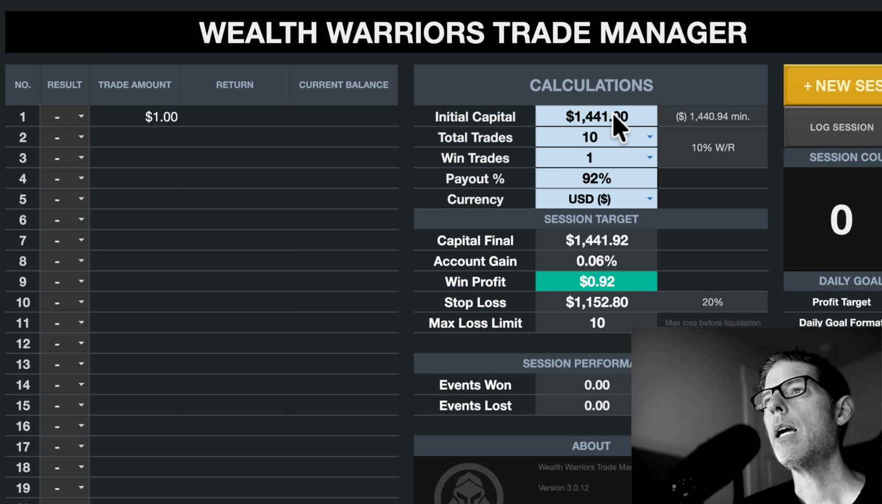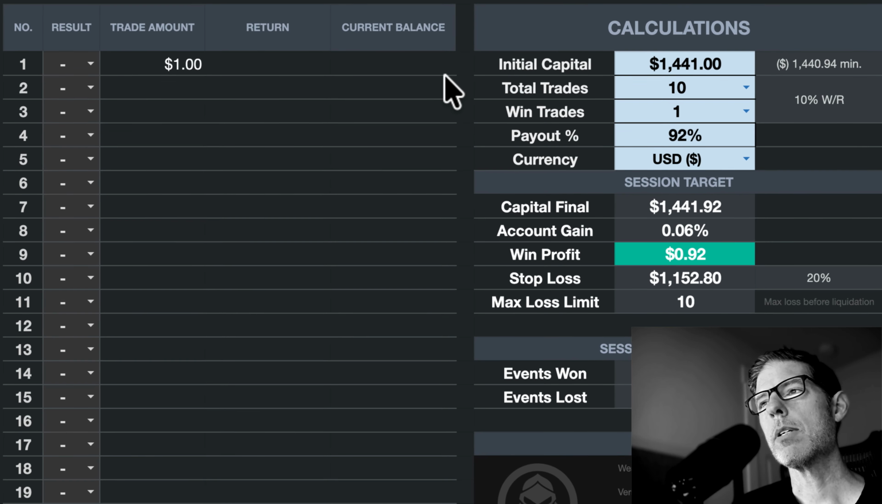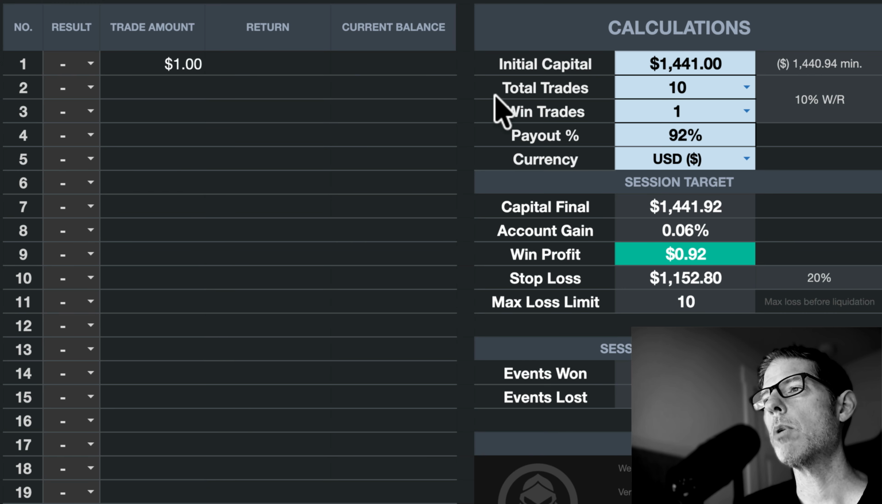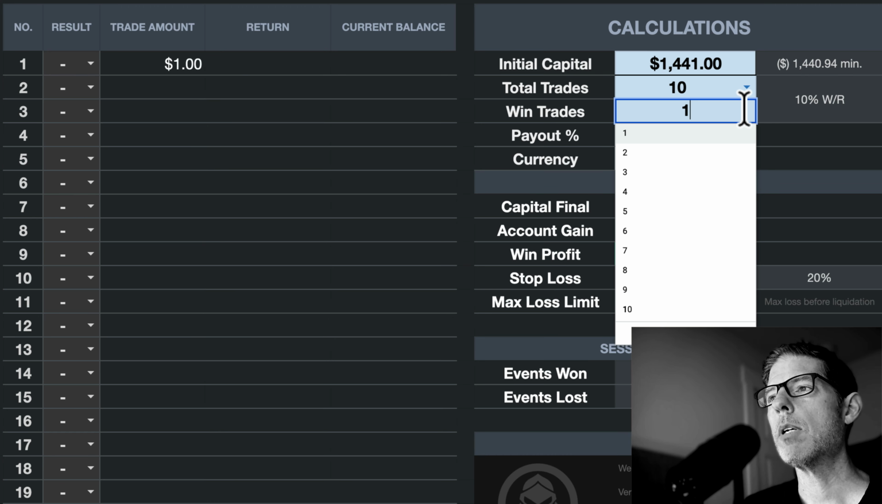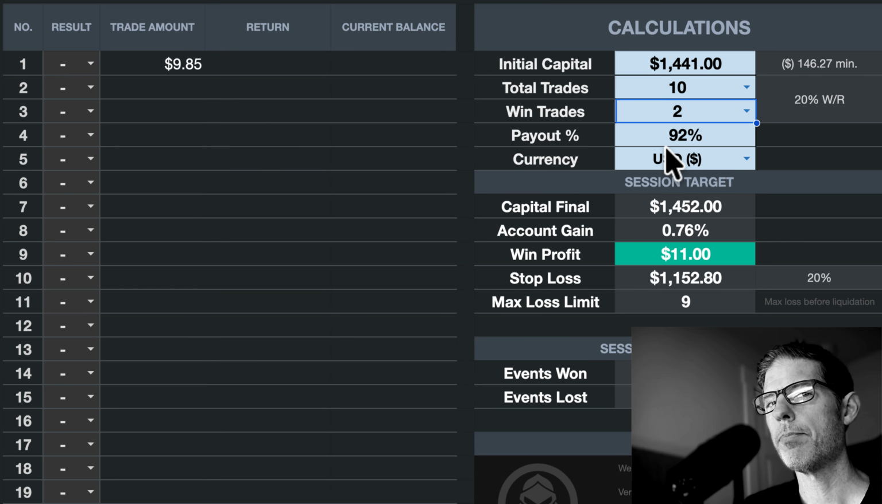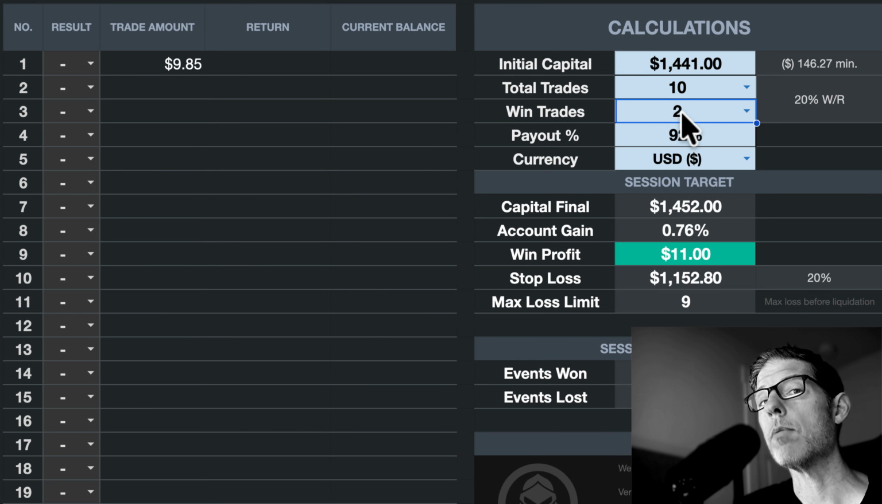We've all done it. So now let's take a look at a different scenario. This is kind of like a hack, something that you can do, and I've done this several times. So here's what you can do. You can take the win trades right here and change this to 2. Now, winning 2 out of 10 is a lot. That's like 2 times the risk of what you had before with 1 out of 10. You've got to have a 20% win rate or higher.